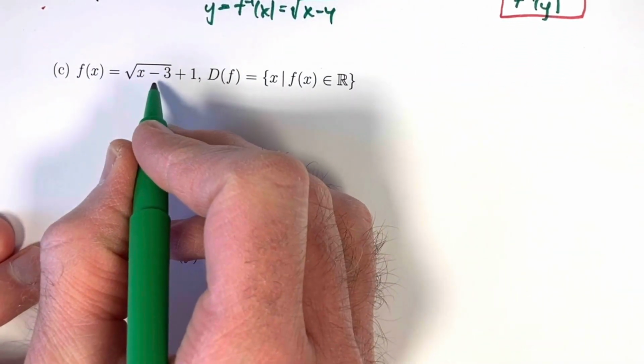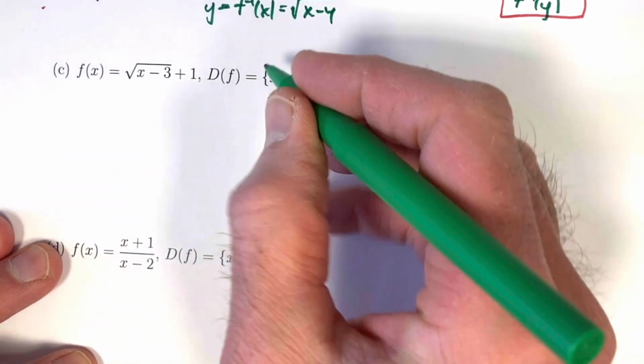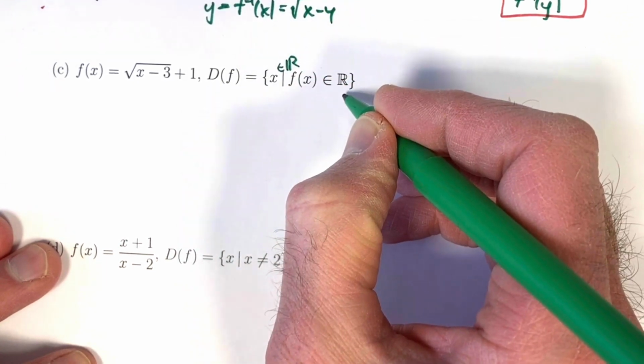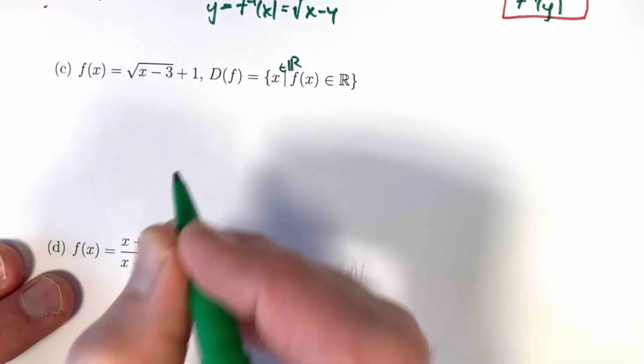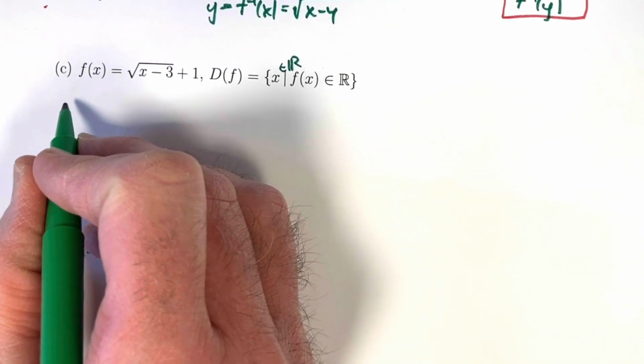Part C. f of x is square root of x minus 3, plus 1. The domain is all x I could have added in the real number system such that the output is a real number, not a complex number. All right. So what are we doing here? Let's think about the graph.